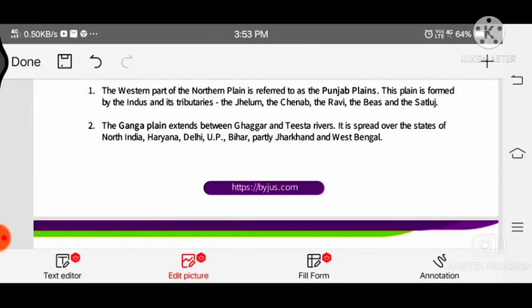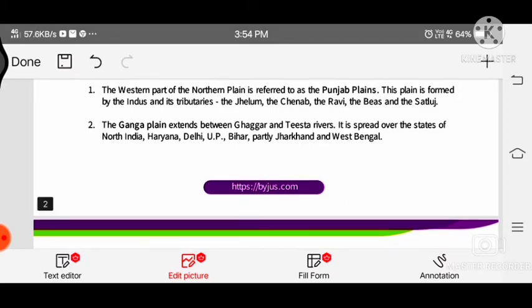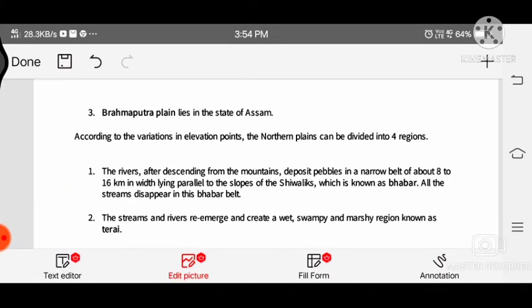The Ganga plain extends between the Ghaggar and the Teesta river. It is spread over the states of North India: Haryana, Delhi, UP, Bihar, and partly Jharkhand and West Bengal. The Brahmaputra plains lie in the state of Assam.